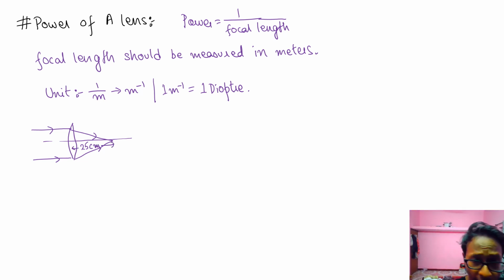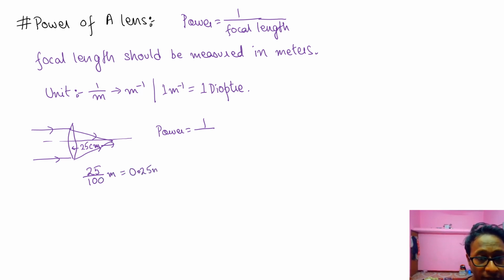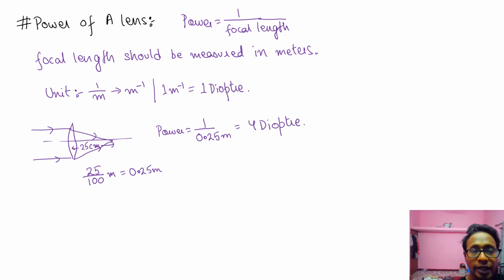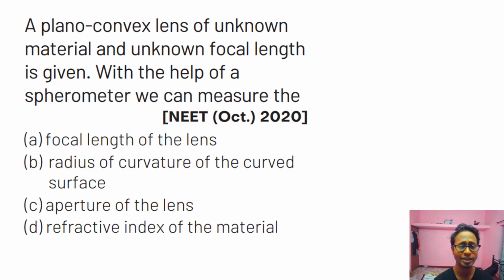Acha. Power of this lens is nothing but... power is not 1 by 25. You have to first convert this 25 into meter. 25 by 100 meters is equal to 0.25 meters, and 1 divided by 0.25 meters will give us 4 meter inverse, or meter inverse is also known as diopter. Okay.